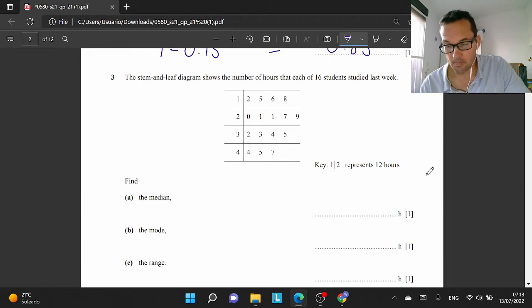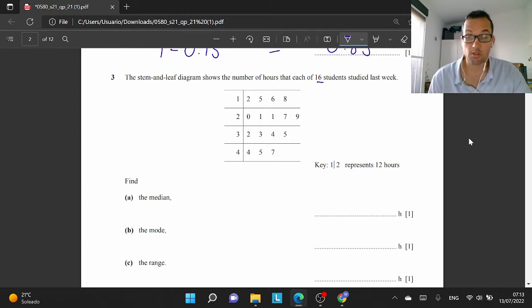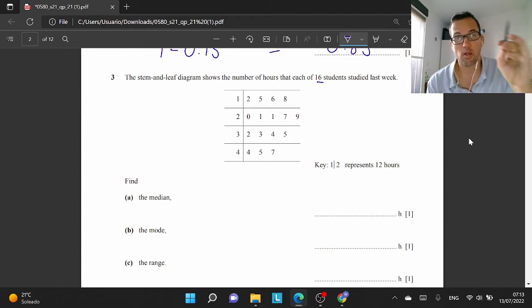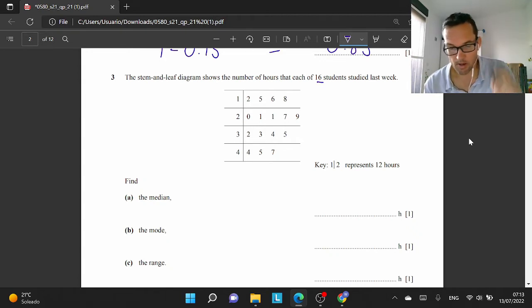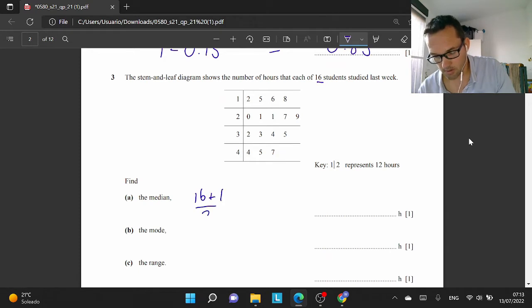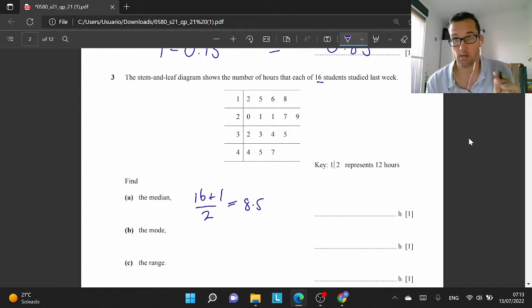Question 3, stem and leaf diagrams. This one shows 16 students who studied last week. First of all, the median. The median, of course, the middle. Using maths to work this out, we do 16 plus 1 divided by 2, which will give us 8.5. That's not the answer, 8.5. That shows us where the middle is if you had 16 students. The middle will be between the 8th and the 9th student.